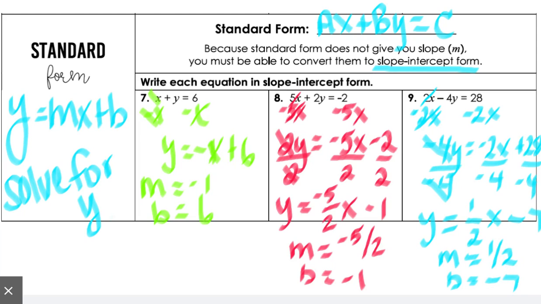Okay, so now I want you to pause the video and try the next 3 problems, 10, 11, and 12. And I want you to go over to the Google slide and insert your answers into the Google slide before you move on to the next problems.